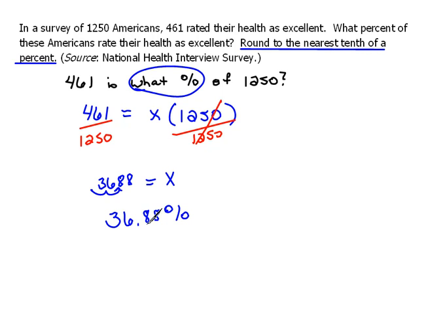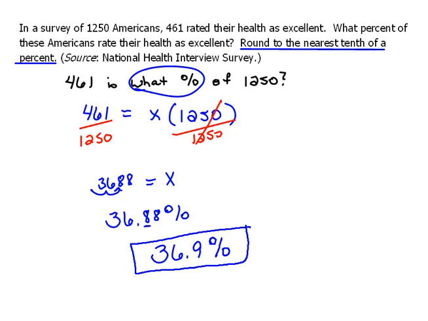But now we haven't finished technically, because looking back at our problem, it says to round to the nearest tenth of a percent. So a tenth of a percent means we have to go 1 decimal place, not 2. So to properly answer this question, we would need to round it off to 36.9%. That is much, much better.